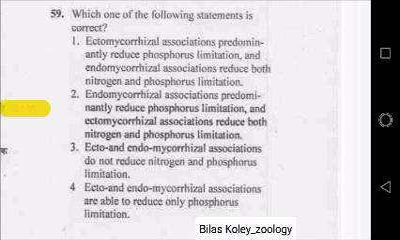Third option, ecto and endomycorrhizal association do not reduce nitrogen and phosphorus limitation. Fourth option, ecto and endomycorrhizal association are able to reduce only phosphorus limitation. In this question, the right option is option number 2.